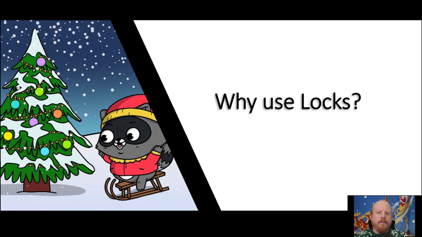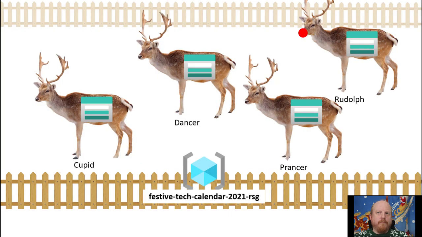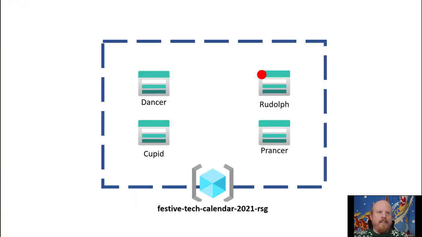Why should we use a lock? Here's an example. We have Santa's reindeer themed resource group. In it he's got 4 storage accounts: Cupid, Dancer, Prancer and Rudolph. So let's simplify that picture a bit into a normal Azure diagram we might be a bit more familiar with. If nothing else, animating the reindeer is a bit tricky. So we've got an Azure resource group containing 4 storage accounts that looks like this.